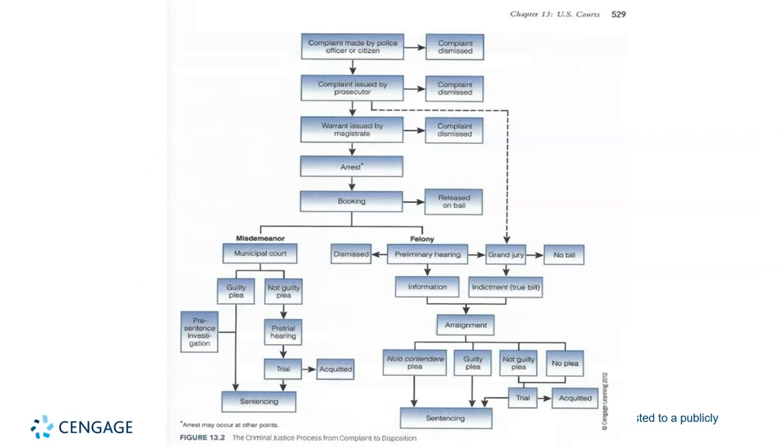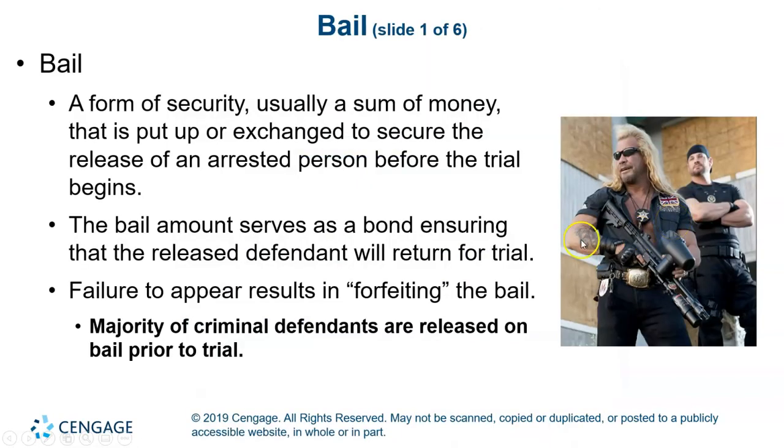And here's kind of a little, almost like a schematic that shows what happens. So you have the complaint made by a police officer or citizen. So this is, they file the report, they make the arrest, they file the complaint, the DA issues the complaint, and then there's an arrest booking, you're either released on bail. If it's a misdemeanor, it goes here. If there's a felony, it goes through all of this stuff. Here's the preliminary hearing or a grand jury, or there's no, it's just, there's so many parts to the process.